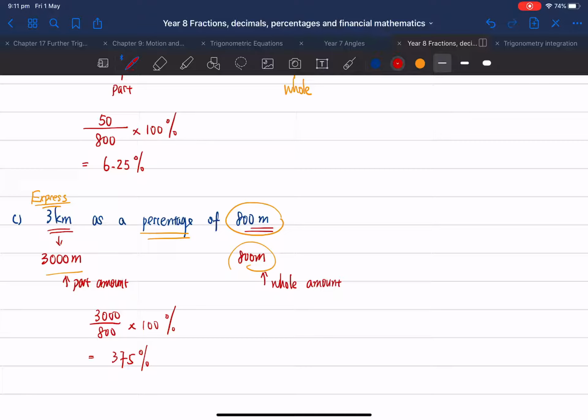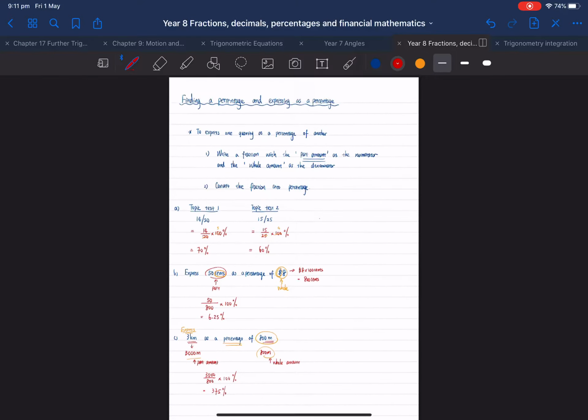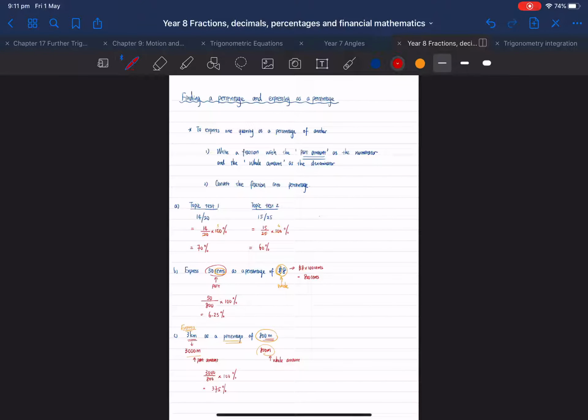Right, so just have to be a bit careful about which one is the whole amount, which one is the part amount. You can't just rely on the size of the number. You need to read the question carefully. Okay, so this is the first part, how to express one quantity as a percentage of another.